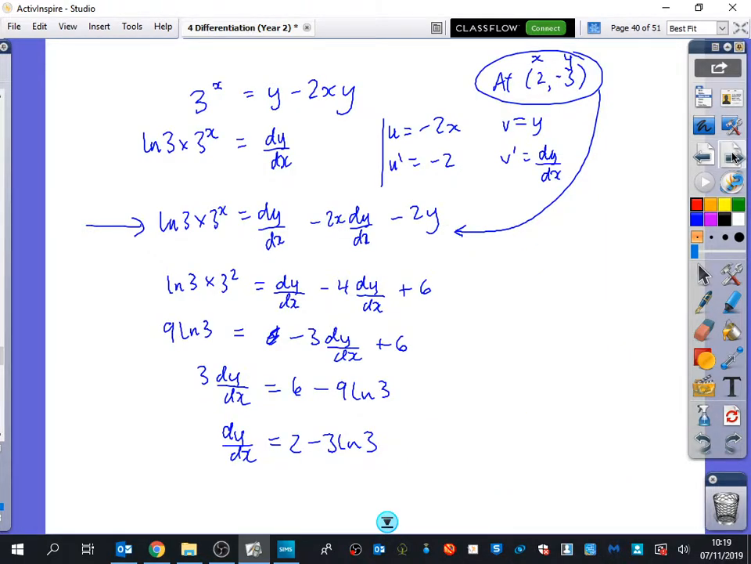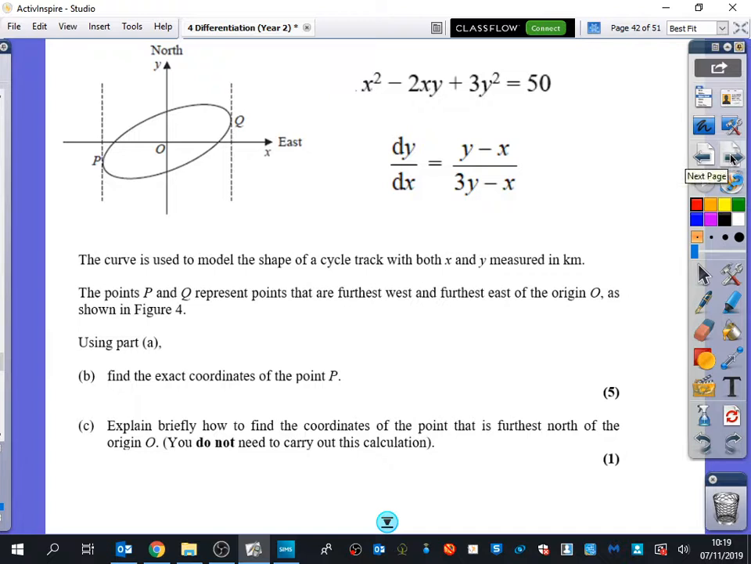So actually, we're going to work on that for this. Whoops, that's one of our homework questions. So I'm actually going to show you what the question was, and this is from the new spec kind of question, so it's worth thinking this is the kind of thing you might come across in the exam. They have given it this ridiculous fake real-life context. They have said the curve is used to model the shape of a cycle track with both x and y measured in kilometers. Why they're pretending it's about a cycle track, I don't know.